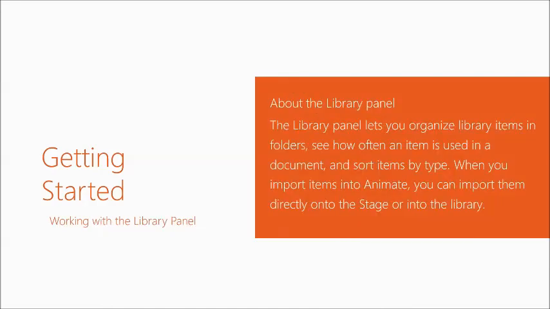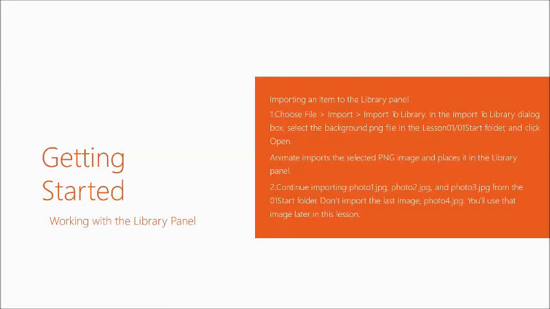The Library panel lets you organize library items in folders, see how often an item is used in a document, and sort items by type. When you import items into Animate, you can import them directly onto the stage or into the library. To import an item to the Library panel, choose File, Import, and Import to Library.